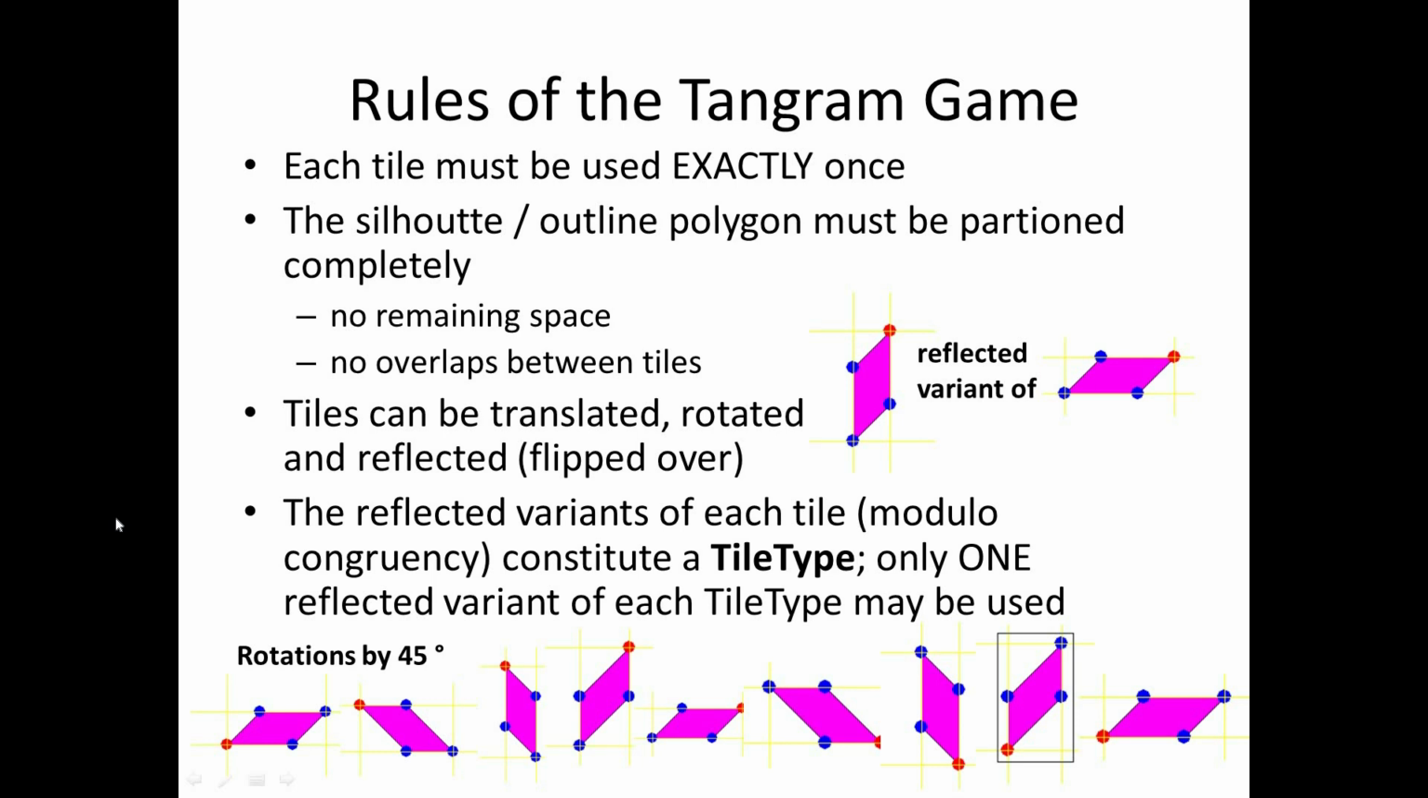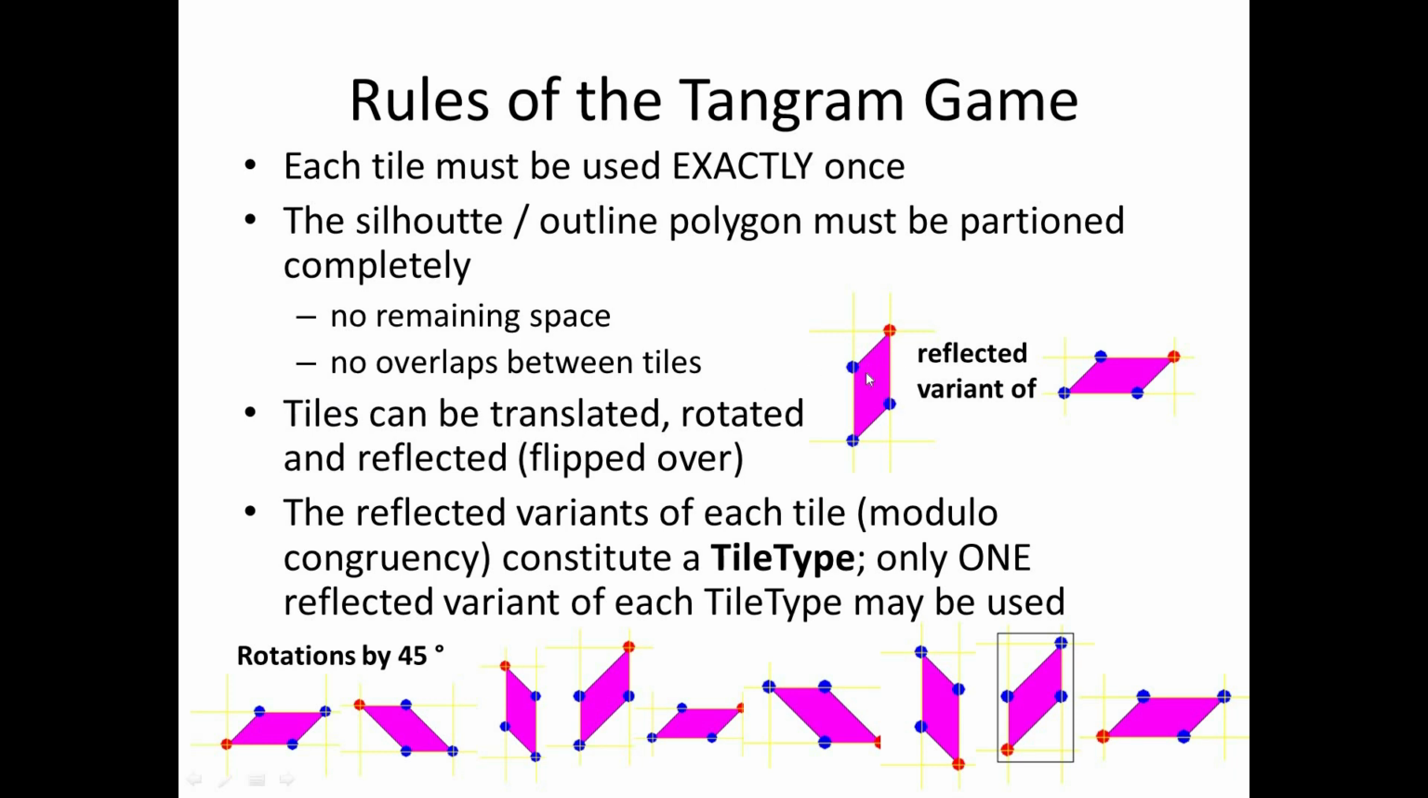Now that we have seen how to construct a Tangram problem using the editor, let us quickly go over the rules of the game. It's very simple. Each tile must be used exactly once. The silhouette outline problem polygon must be partitioned completely by tiles, such that there is no remaining space left between them, and of course there cannot be any overlaps between tiles. Tiles can naturally be translated, rotated and flipped over, which means they can be reflected.